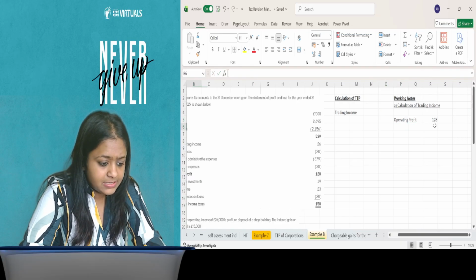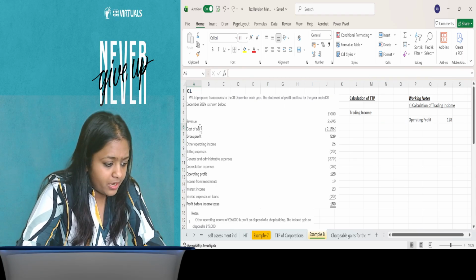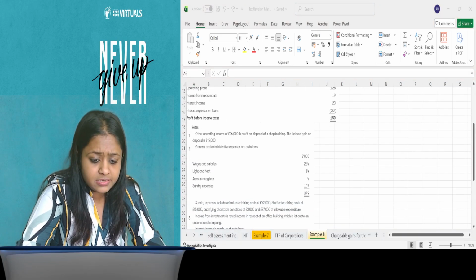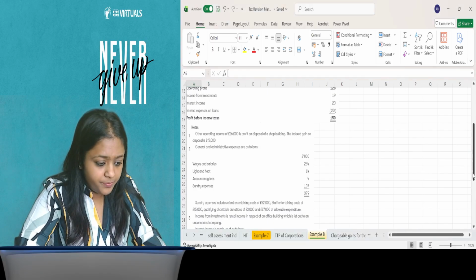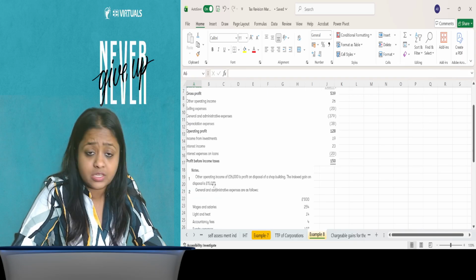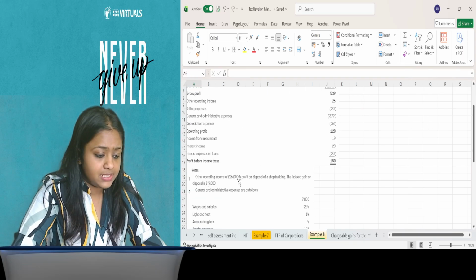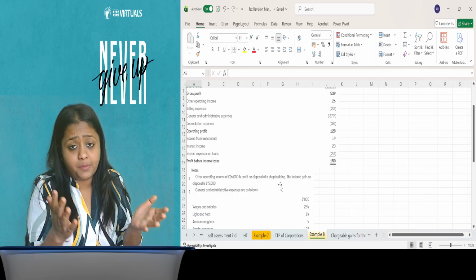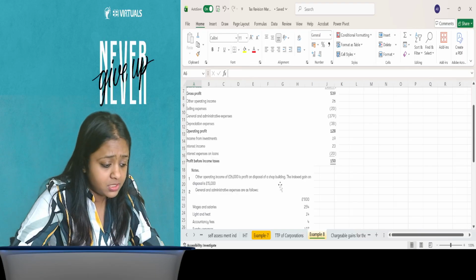Now let's take one by one. So we are having revenue, cost of sales, no adjustment. There is other operating income of 26. Now here we have 128 as the starting point. Now other operating income includes 26,000 on the profit on disposal of a shop building, which is not a part of your trading income. So we'll reduce it.